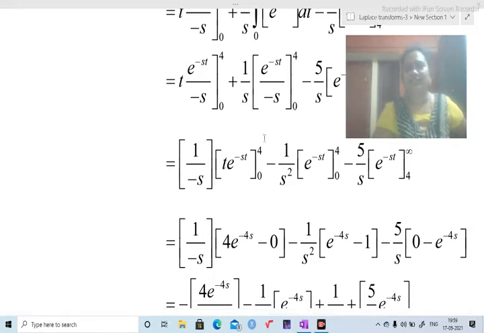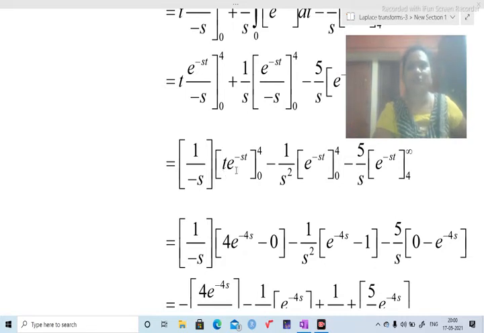Now we are separating the terms which do not contain t. That means for this term, 1 by minus s does not contain t. So we keep this term aside. Okay. So t into e power minus st between limits 0 to 4, plus into minus is minus, 1 by s square e power minus st between 0 to 4, minus 5 by s into e power minus st between limits 4 to infinity.